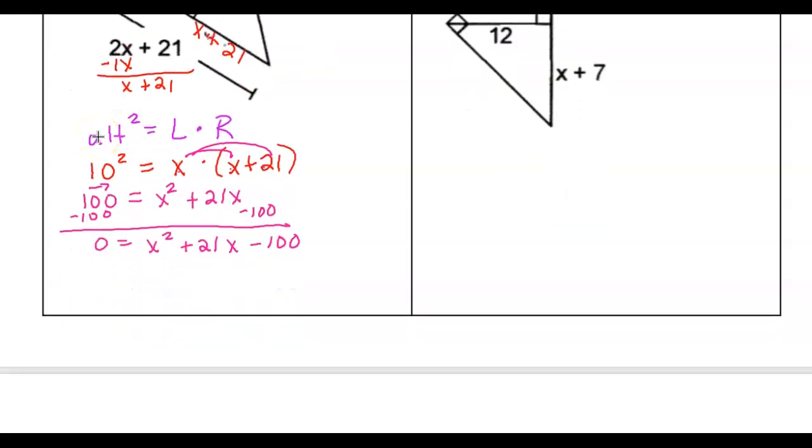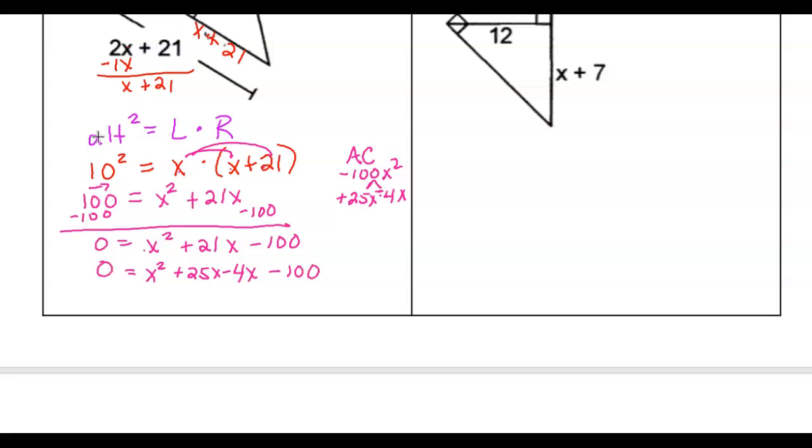So we want to use the AC method. So first times the last. And I want the factors that give me that 21. So let's see. I know 25 times 4, if I multiply, that gives me 100. And if I want it to be positive 21, I need positive 25 minus 4. So remember, we rewrite this middle term. So x squared plus 25x minus 4x minus 100.